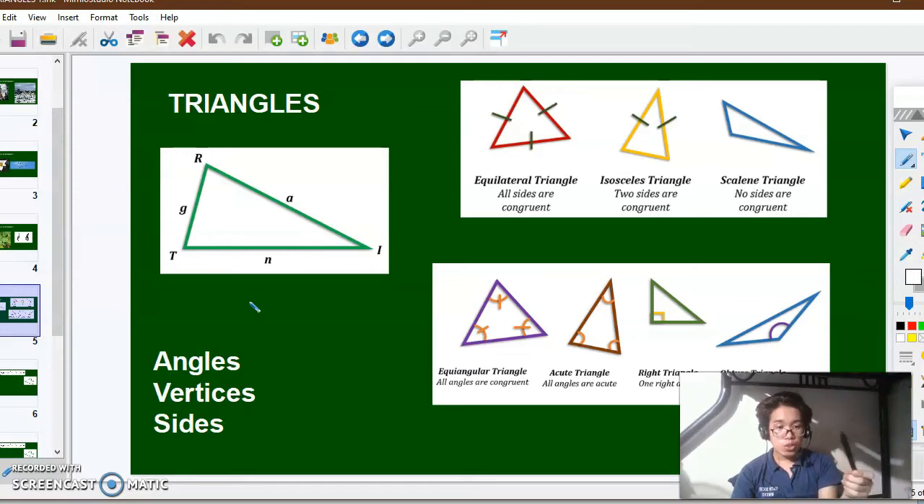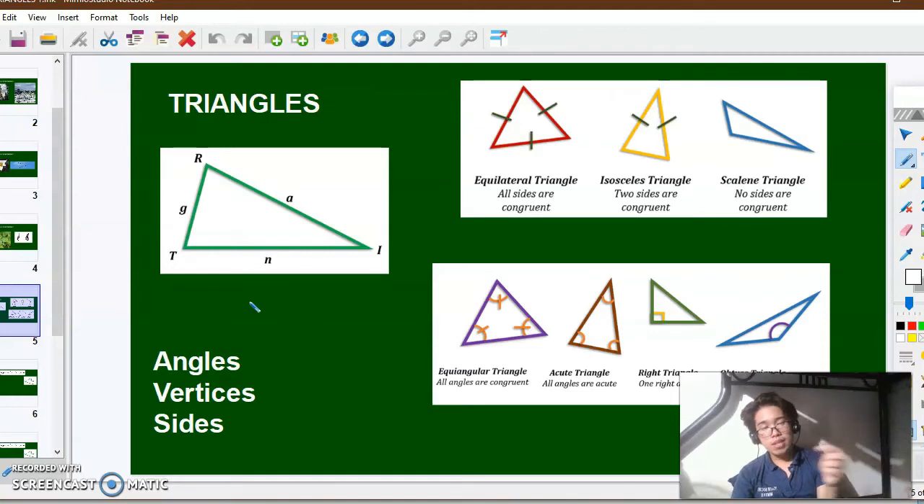Then we have an isosceles triangle. An isosceles triangle has two sides that are congruent. So they have two legs or two sides that are congruent. And then we have a scalene triangle. So a scalene triangle is a triangle that has no sides that are congruent.